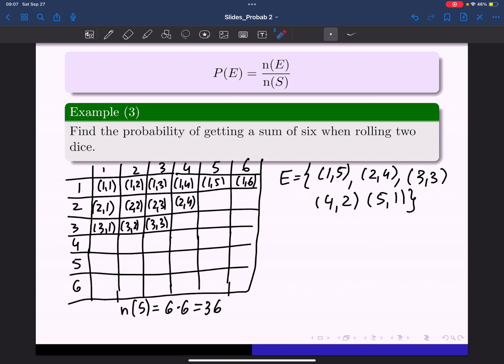So then we count how many elements we have. 1, 2, 3, 4, 5. So the number of elements in event E is just 5. Then the probability of that event E would be 5 out of 36.